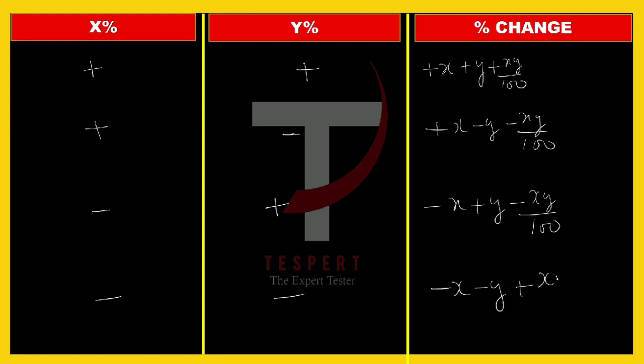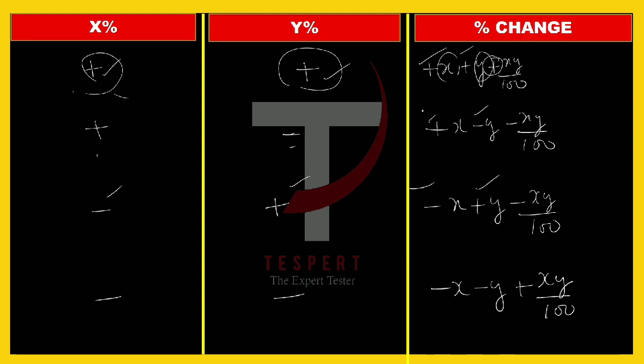So here, observe this, the value of x will be the same. Here x is plus, here y is plus, so it will be plus and plus. Here plus, here minus, so it will be plus and minus. Here minus, here plus, so it will be minus and plus. That's not a problem. But if the two values are positive, then this term will also be positive. Also if the two values are negative, this will be positive. If any one of the values of x and y is negative, then this will be negative. We will apply this formula in the upcoming problems.